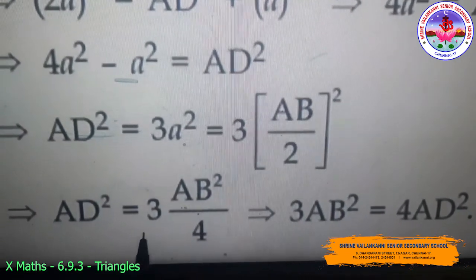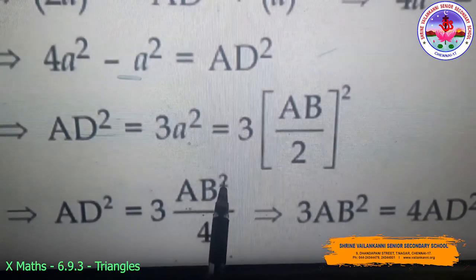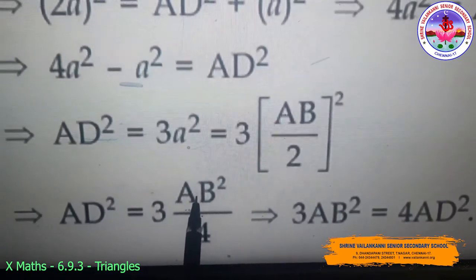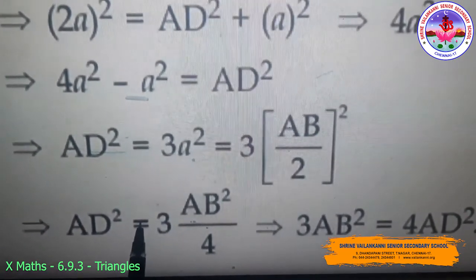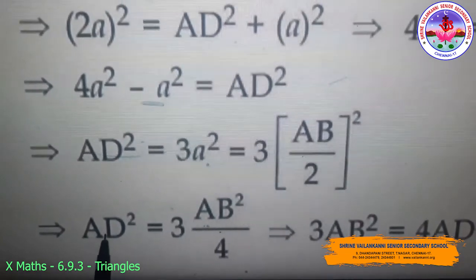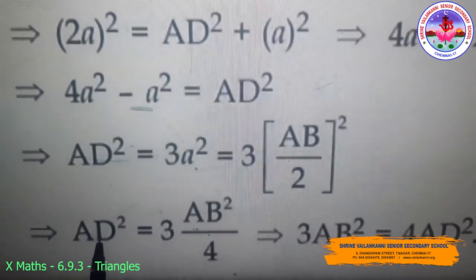Thus I proved that 3 times the square of one side of an equilateral triangle is equivalent to 4 times the square of its altitude.